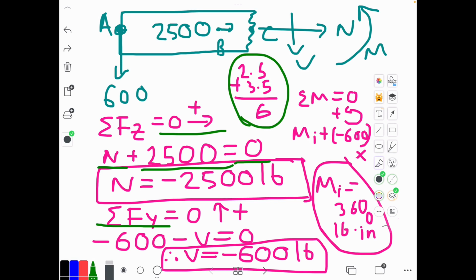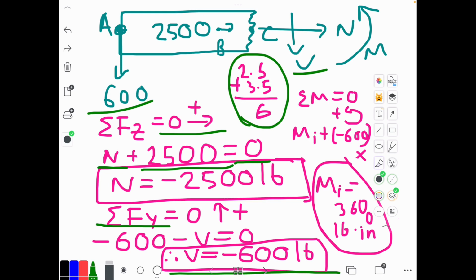In the y direction, we're going to say the upward is positive, and we're going to have both forces acting downwards again. Both forces acting downwards. And again, in the scenario that we have negative 600 and negative V, our internal shear force is going to be negative 600 pounds, which is basically saying that an internal shear is not supposed to act downward, it's supposed to act upward, equal to 0.